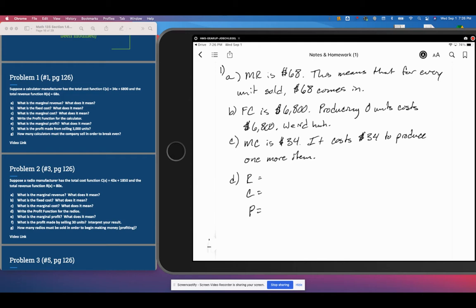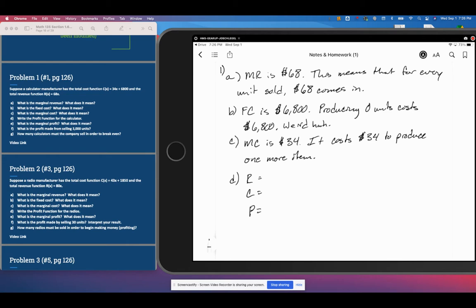Part C, marginal cost. What is marginal cost? Marginal cost is 34, which means it costs $34 to produce one more calculator. So if you've produced 2,300 calculators, calculator number 2,301 will cost $34 to produce.